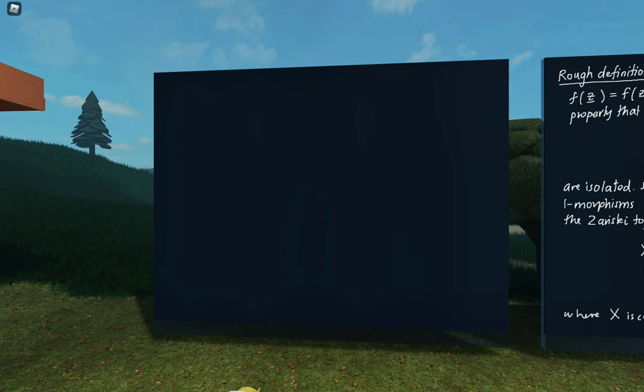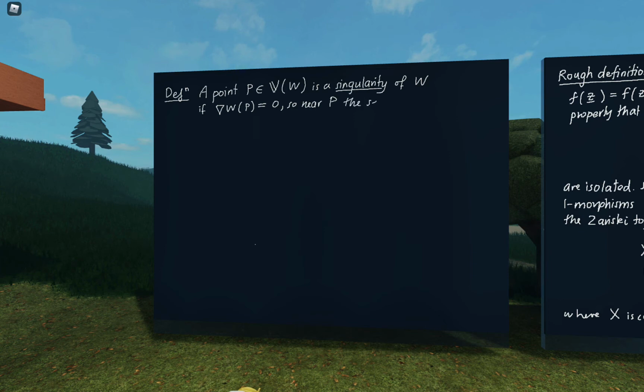Okay, so definition. A point P in the vanishing locus of some W is a singularity of W if the gradient of W vanishes at P. So near P, the set, let's say, is not a submanifold of Cn, where n is the number of variables in W. So it's a point which doesn't look like a submanifold. That's one way to think.